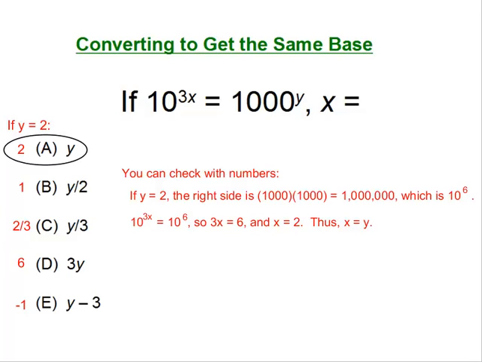Or we could even just check what we did there with numbers. So if y is 2, the right side is literally 1,000 times 1,000, which is 1,000,000, which has 6 zeros, so it's 10 to the 6th. So if 10 to the 3x equals 10 to the 6th, 3x equals 6. And x is 2. When we plug in, then the correct answer will give us 2. So if we plug in 2 for y, we should get what x equals, which is 2 in that case. Or you could just say, well, okay, x and y are equal, the same number, and just go directly there without plugging.